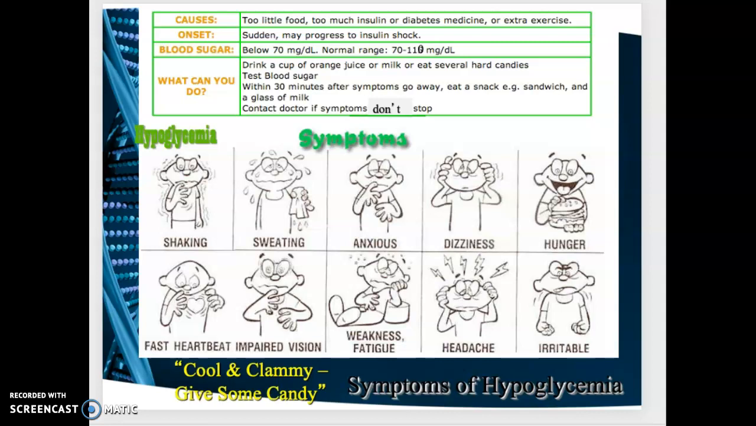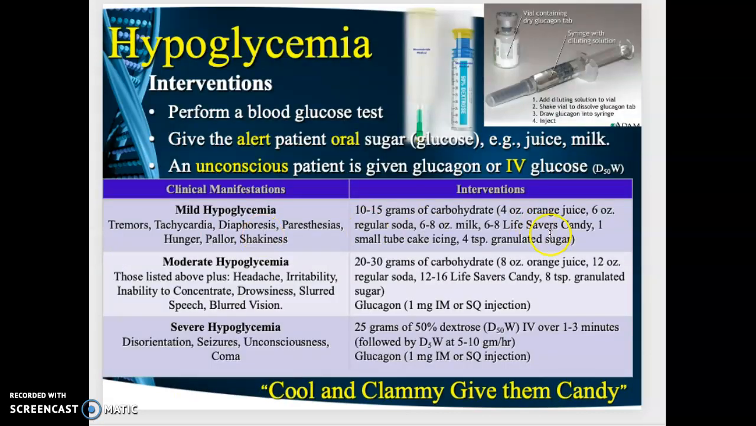Now, if you look at the funny little diagrams there, it goes over the common signs and symptoms of hypoglycemia. Shaky, sweating, anxious, dizziness, hunger, increased heart rate. Often it's a weak, thready pulse, impaired vision, weakness, fatigue, headache, irritable. And a great little saying that we use for people that are hypoglycemic, and we can teach our patients this: the signs and symptoms of hypoglycemia can be remembered as cool and clammy, give some candy. Okay, with this slide here, I can see a bunch of test questions, so make sure that you know this.